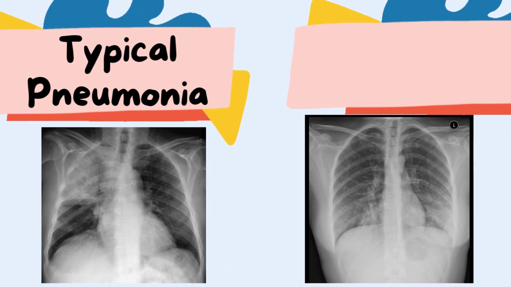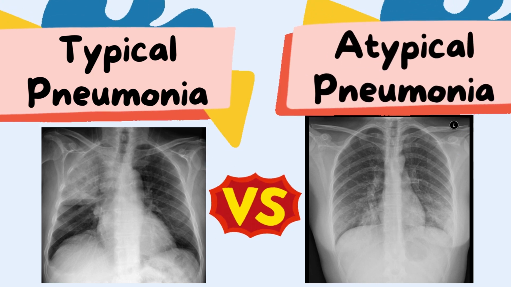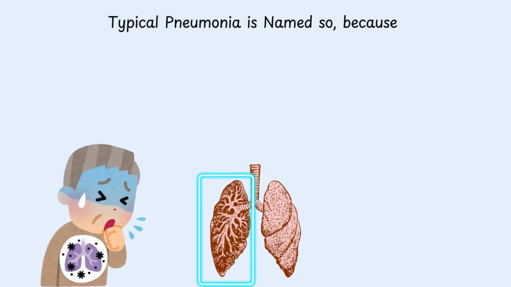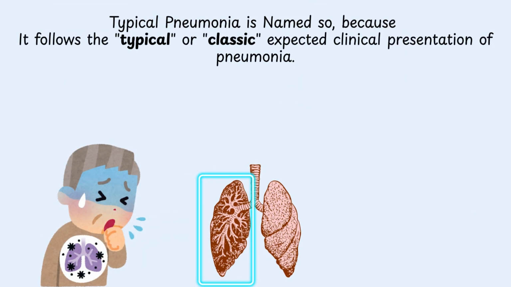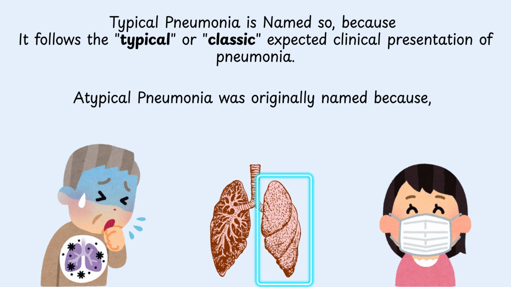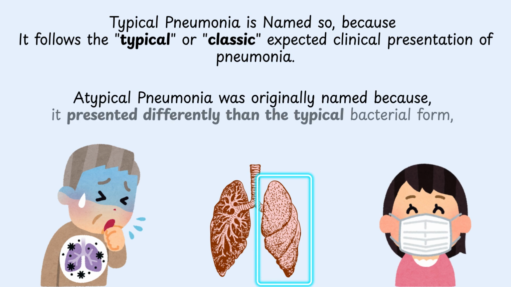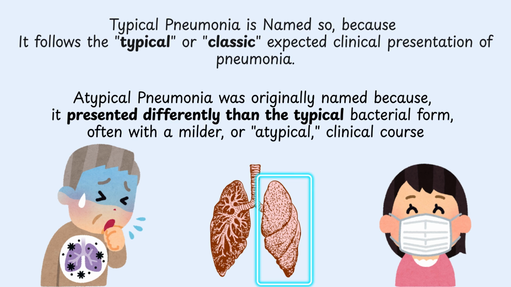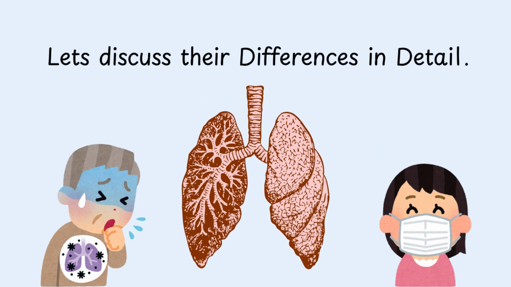Typical pneumonia versus atypical pneumonia. Typical pneumonia is named so because it follows the typical or classic expected clinical presentation of pneumonia. Atypical pneumonia was originally named because it presented differently than the typical bacterial form, often with a milder, or atypical, clinical course. Let's discuss their differences in detail.